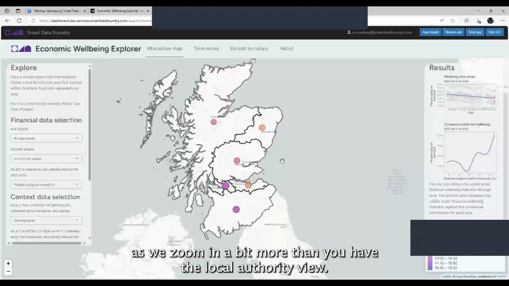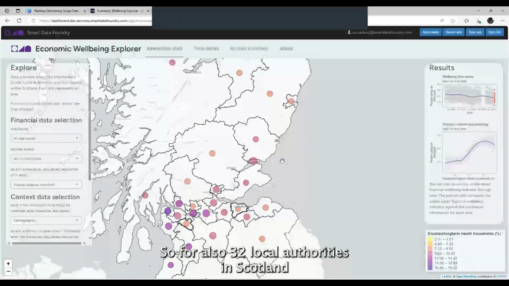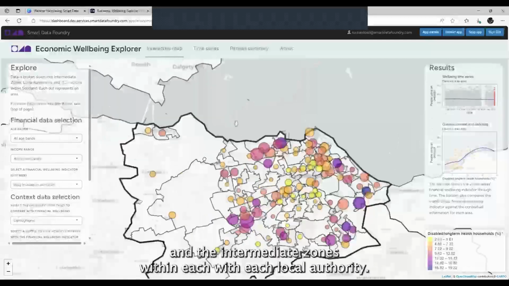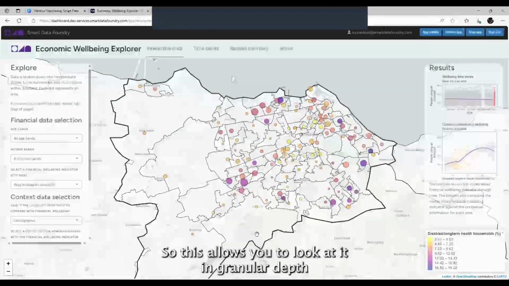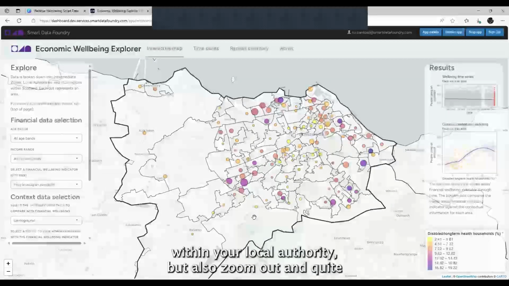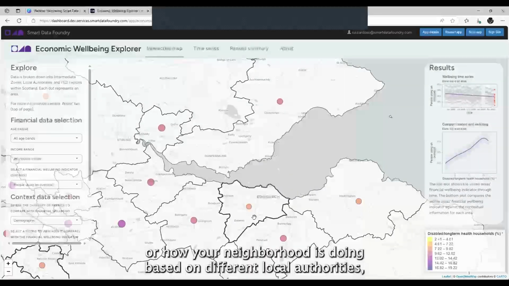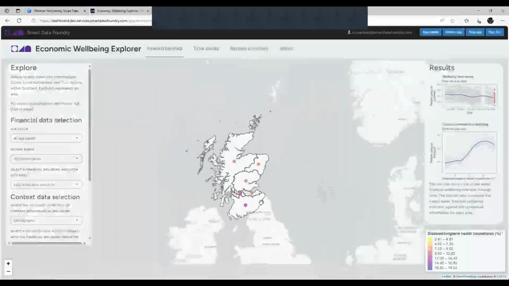As we zoom in a bit more, then you have the local authority view, for all the 32 local authorities in Scotland. And as we zoom in even a little bit more, we get into the localities and the intermediate zones within each local authority. So this allows you to look in very granular depth within your local authority, but also zoom out and try to understand how your local authority is doing, or how your neighborhood is doing, based on different local authorities, and based on regions and national averages as well.